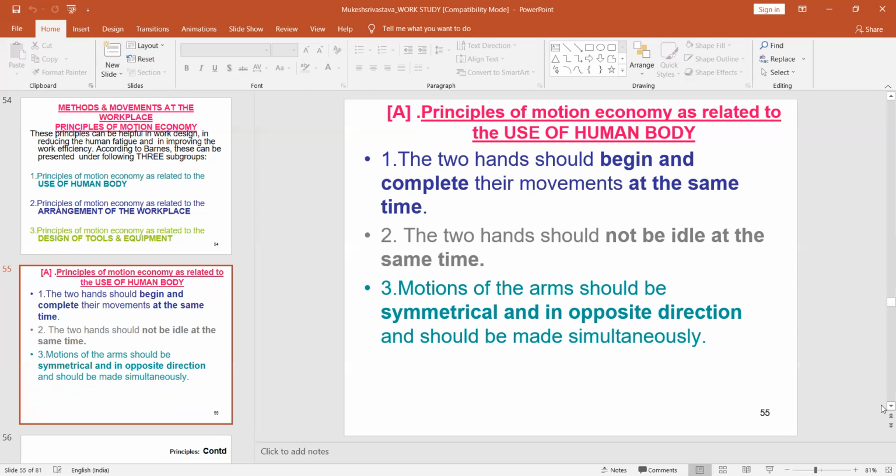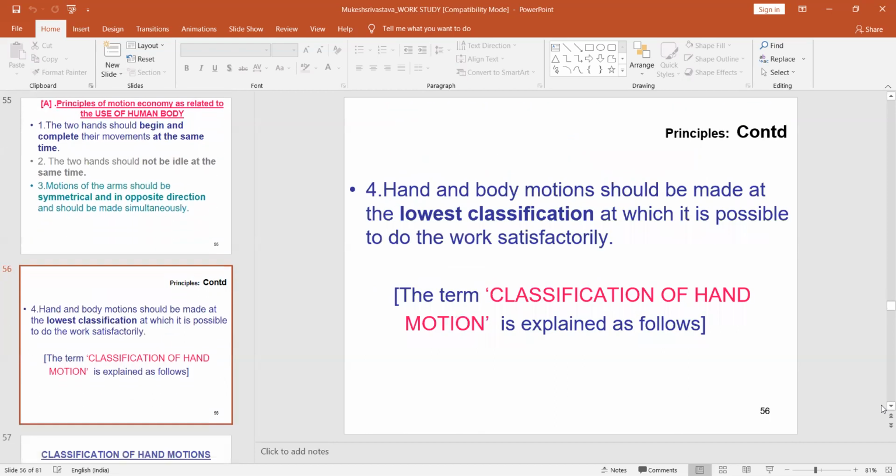Second, the two hands should not be idle at the same time. That means when we are handling any tools and equipment or the workstation, or we are switching on the machine, the two hands should not be idle at the same time. And third, motion of the arms should be symmetrical and in opposite directions, made simultaneously. It should reduce the fatigue and the effort of the person who is working on the workstation.